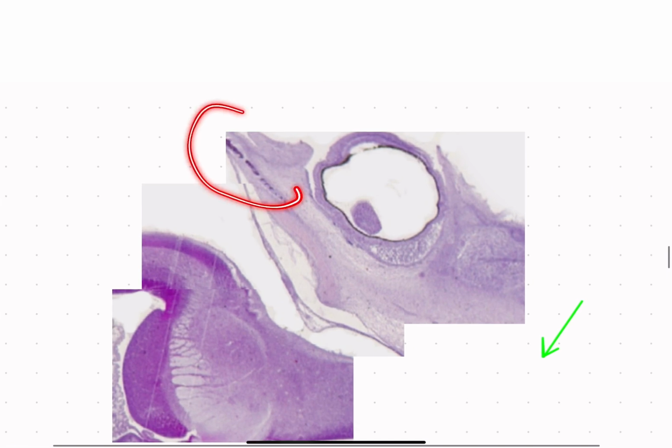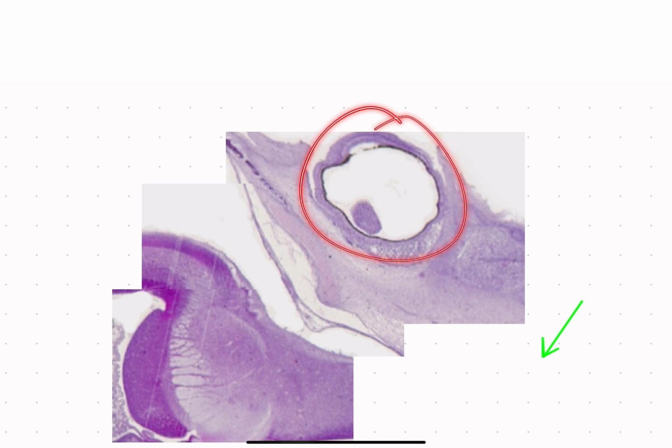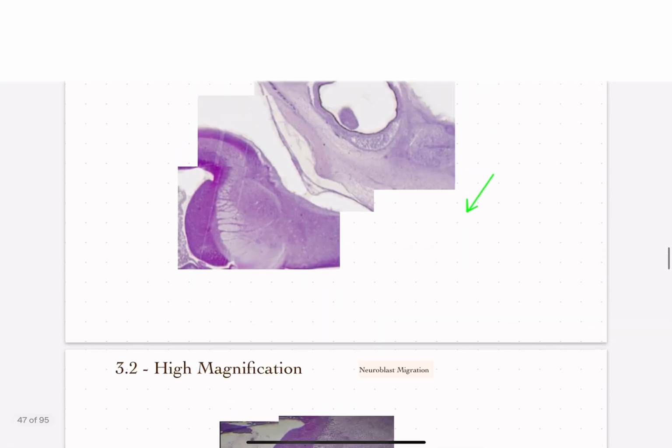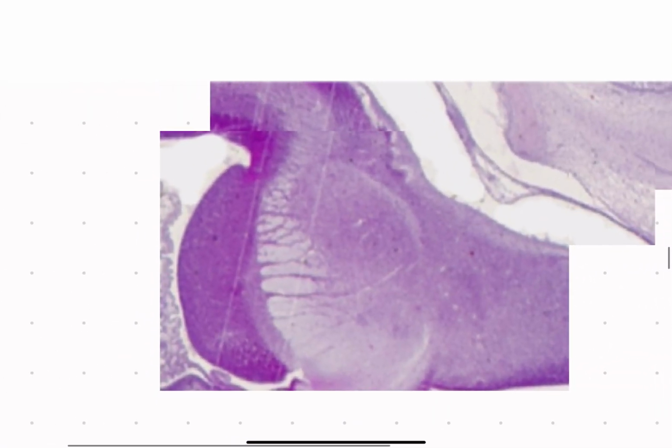Going down, this was where we were. This is the desmocranium. It continues here as well, and we still have that eye. But then going towards the bottom, now we're actually looking at a part of the brain. And here, if we zoom in, we can see the nucleus caudatus.